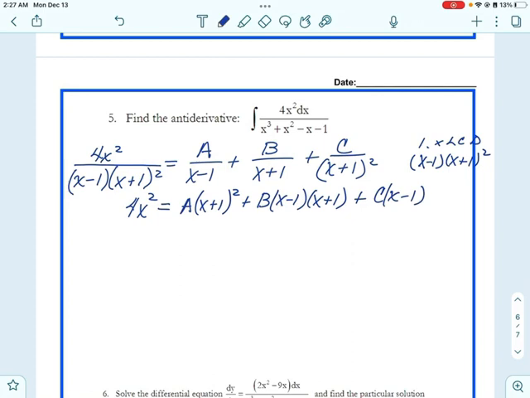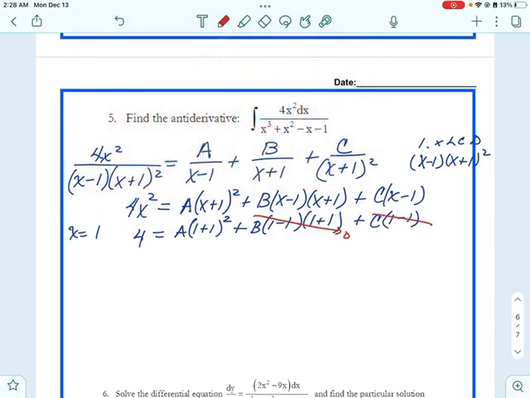Using your excluded values, we'll use x is equal to 1. So we get 4 is equal to, if x is equal to 1, a times 2 squared, or 1 plus 1, I'll put it in squared, plus b times 1 minus 1, which is going to be 0, 1 plus 1. So that middle term is going to go away to 0. And then we've got plus c times 1 minus 1. And that will also go to 0. So then you end up with 4 is equal to 4a. So we have a is equal to 1.